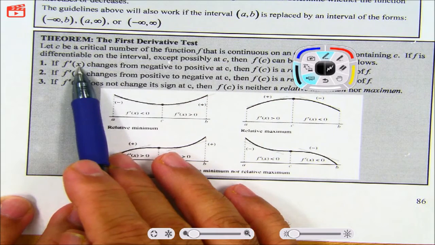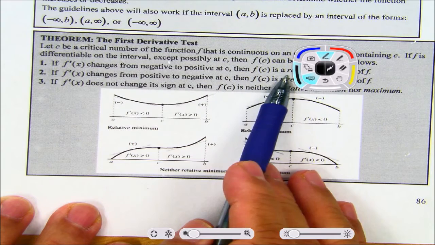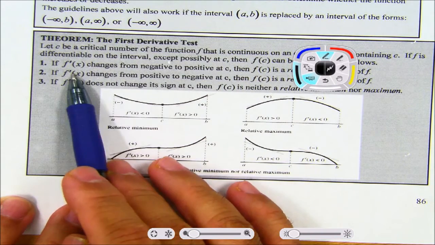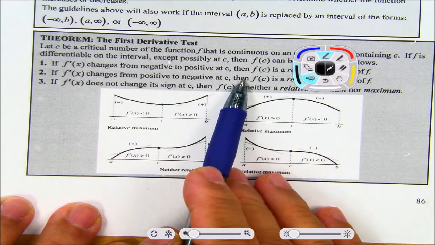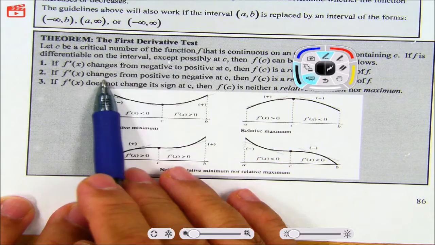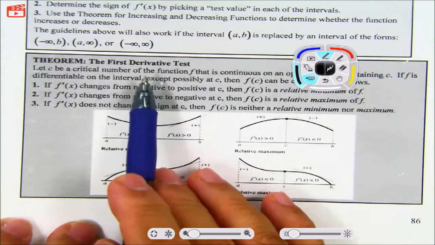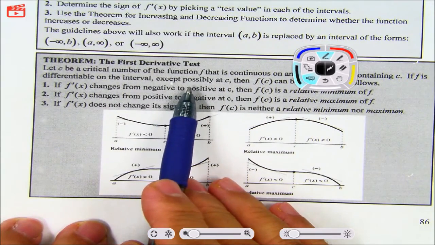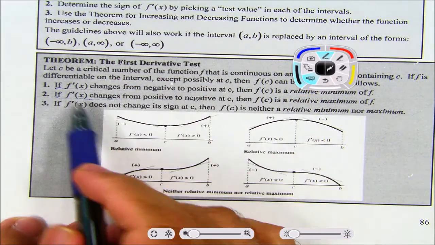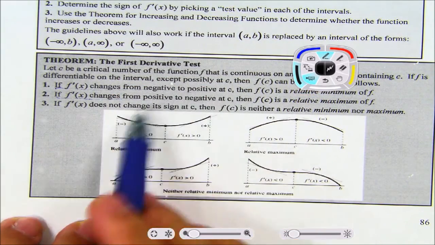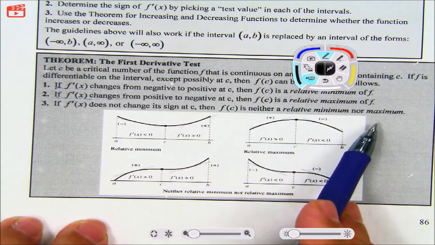If the first derivative changes from negative to positive at a point, then f of c is a relative minimum. So you actually have to say that when you justify your answers. You say that the derivative changes from negative to positive. That's why you know it's a min. If the derivative changes from positive to negative, that's why you know it's a max. You're not allowed to say "by the first derivative test." You have to actually state the if part. The third one, if the derivative does not change sign at c, then it's neither a max nor a min.